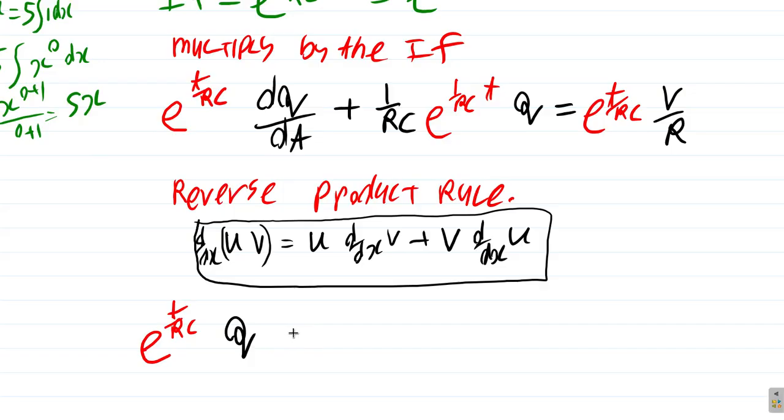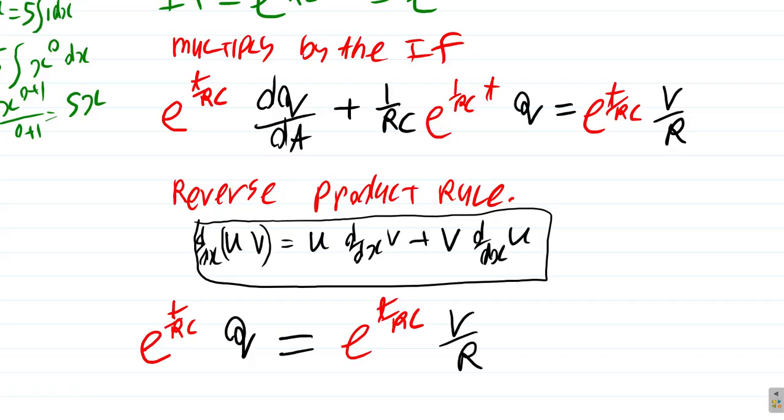So here now, you say that there would be equal to e to the t over rc multiplied by v over r. Alright, so that is what you have there.